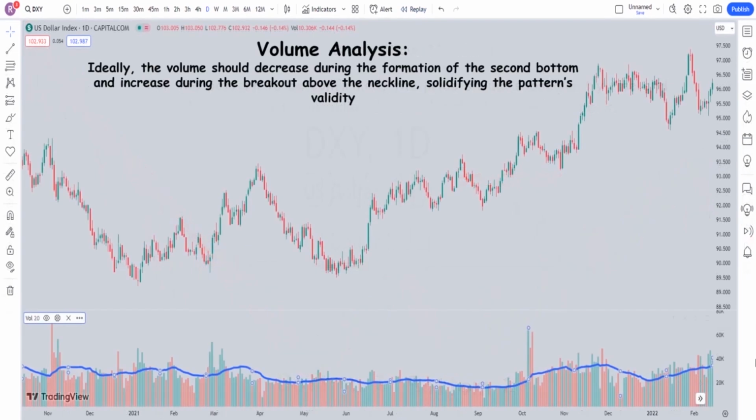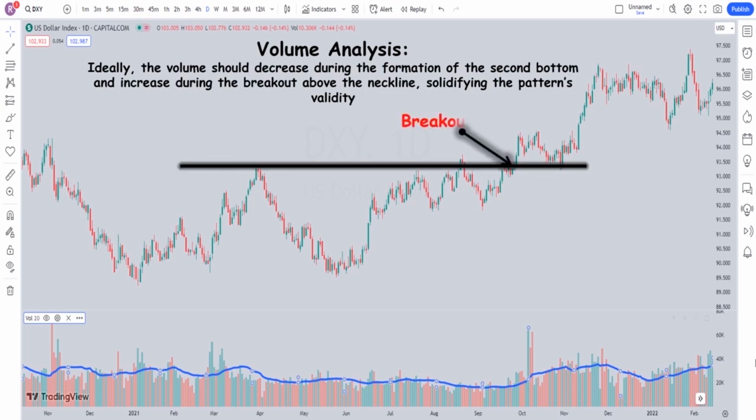6. Volume analysis. Ideally, the volume should decrease during the formation of the second bottom and increase during the breakout above the neckline, solidifying the pattern's validity.